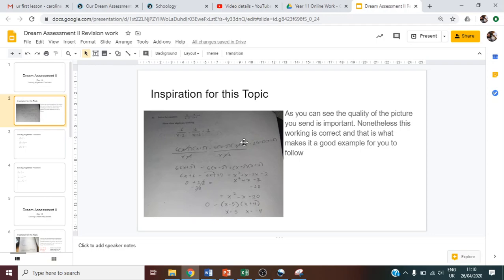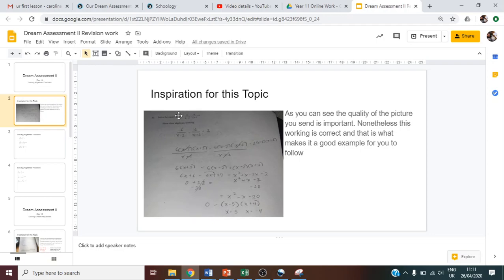And as you can see, it's a bit dark, so the quality of your pictures is really important when you're posting things, but we can still sort of see it, and the working is correct, so it really is a good example for us to follow when you're doing the examples I've set here for you. Let's just talk through it just to make sure that everybody understands what's expected.